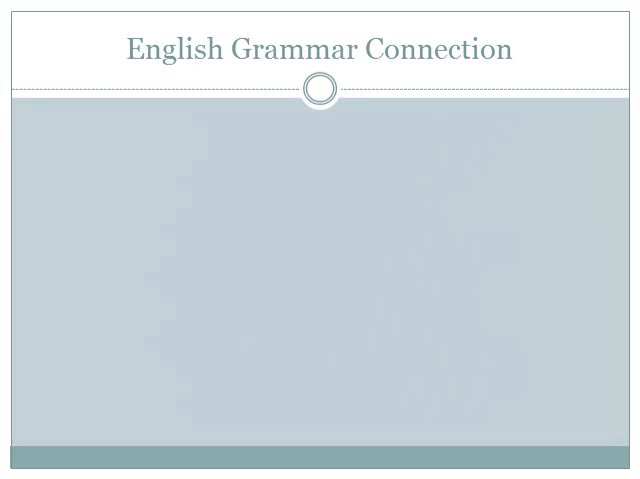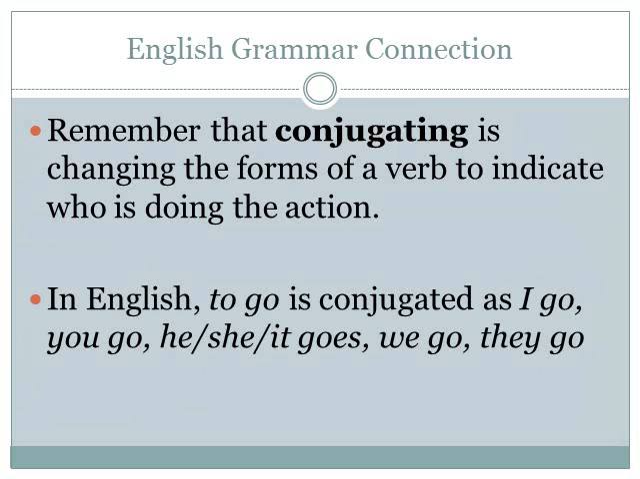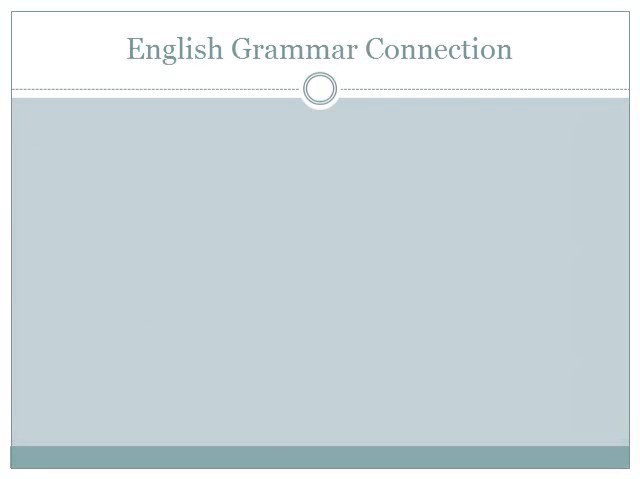Alright, so let's make a connection to English really quick. Remember again that conjugating is changing the forms of a verb to indicate who is doing the action. So we're using those 6 different forms of the verb that would go with each one of the subjects. In English, to go is conjugated as I go, you go, he, she, it goes, we go, they go.